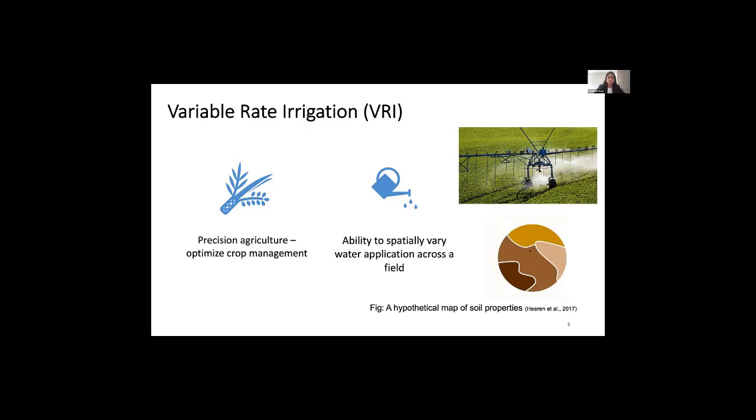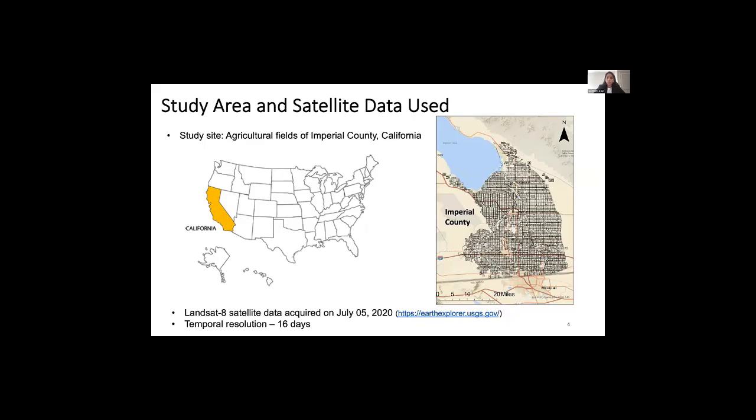to increase the productivity. All the agricultural fields, here we can see all the fields of Imperial County, are selected as the study area for this study, and Landsat 8 satellite data acquired on 5th July 2020 has been downloaded and selected for this study.